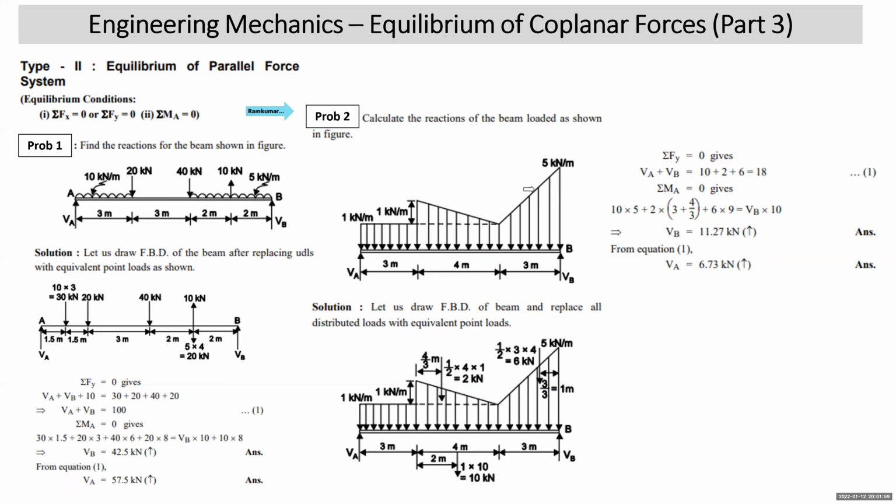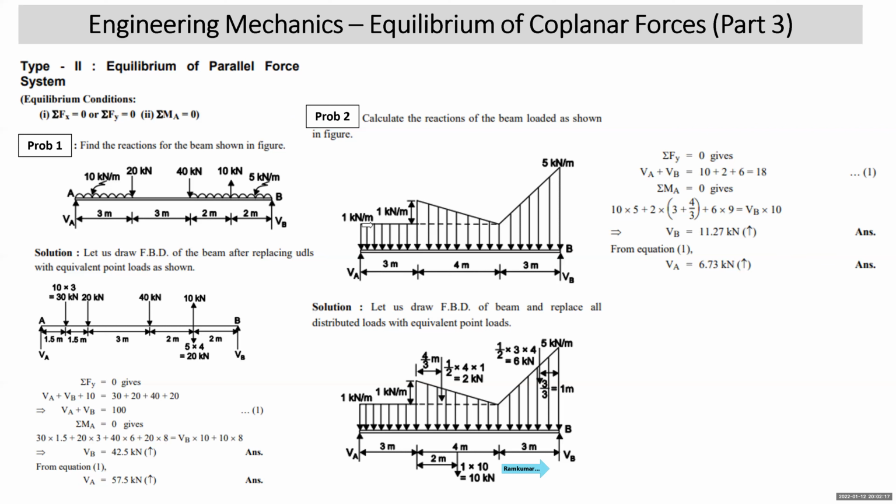Now, you have to replace all these distributed loads by equivalent point loads. It is again a simply supported beam. The support reactions are VA and VB. This is the free body diagram of the beam, and VA and VB are marked. After that, you can take this distributed load in three parts.